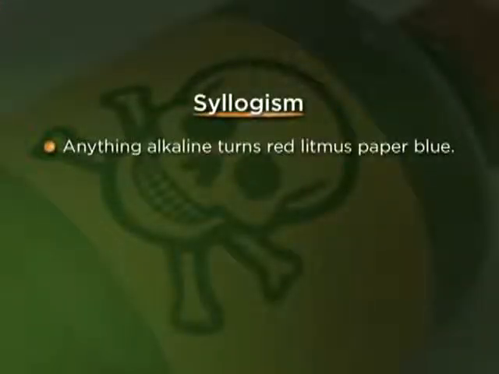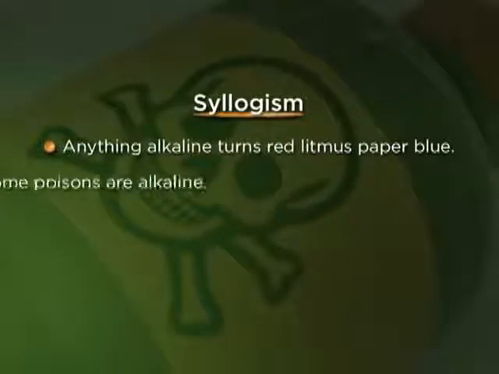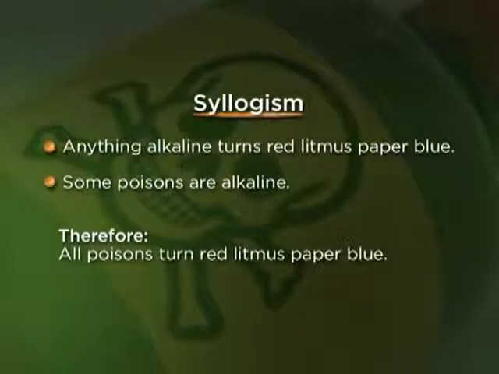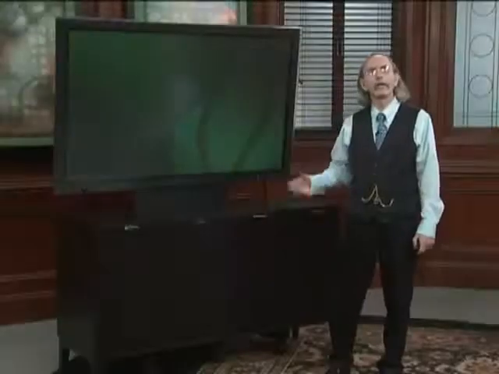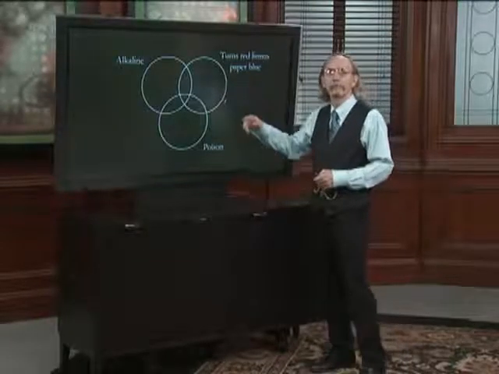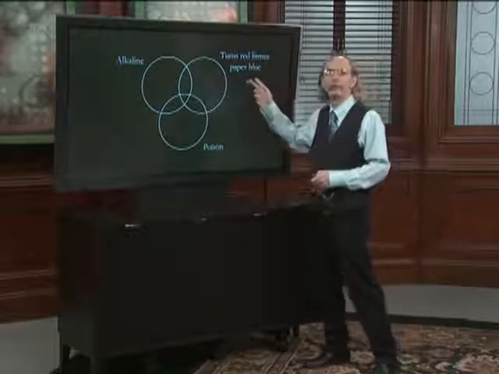You can do all of Aristotle's logic, all the logic of the medievals, all the logic that we had for 2,000 years with those 3 circles. It gets a little trickier with the X's in some are or some are not, but not a whole lot. Consider, for example, anything alkaline turns red litmus paper blue. Some poisons are alkaline, therefore all poisons turn red litmus paper blue. Valid or invalid? Use the 3 circles again, this time marked alkaline, poison, and turns litmus paper blue.